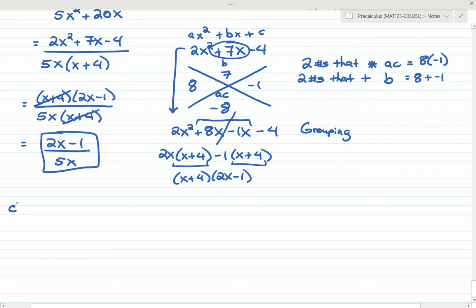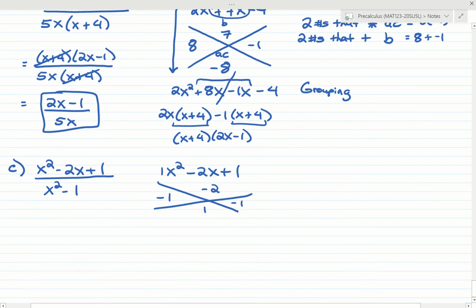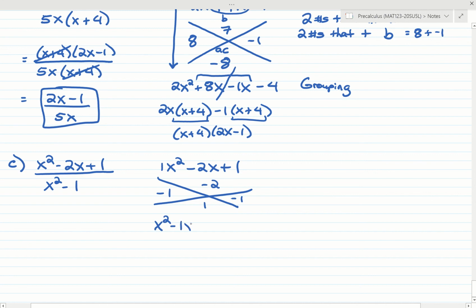Let's do one more. C. It has x squared minus 2x plus 1 over x squared minus 1. All right, so I see no GCF in the numerator or denominator, but in the numerator that is a trinomial. So I'm going to do the same AC method that we talked about before. Multiplying 1 times 1 gives us 1. The two numbers have to add up to be negative 2. So negative 1 and negative 1 would get the job done. So I could factor this to be x squared minus 1x minus 1x plus 1. Cutting it down the middle, I could take out an x. I could take out a negative 1 here. And you know that you did this right if you get the same thing in parentheses. So the numerator factors to be x minus 1 times x minus 1.